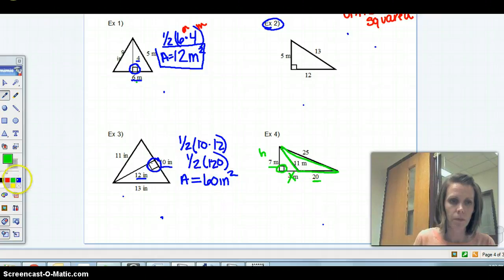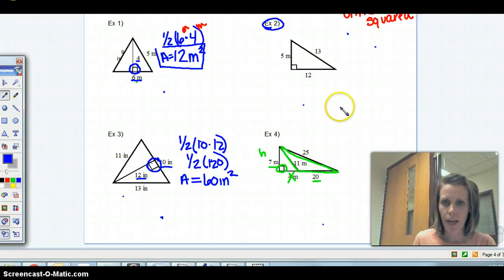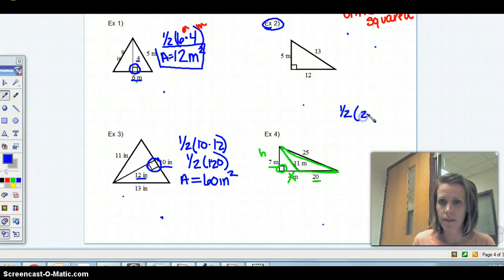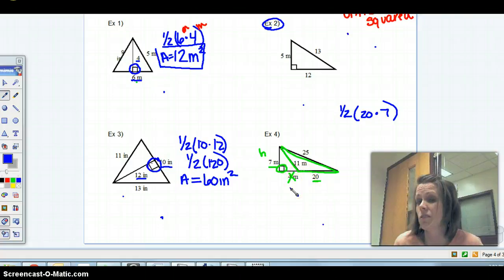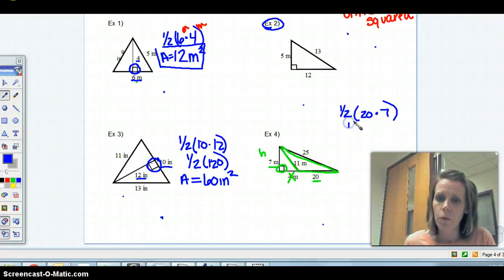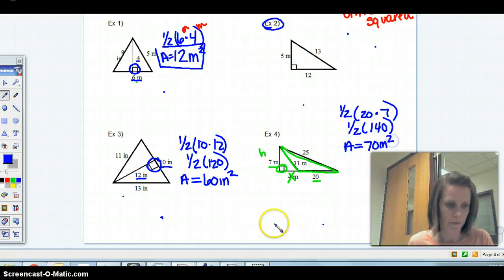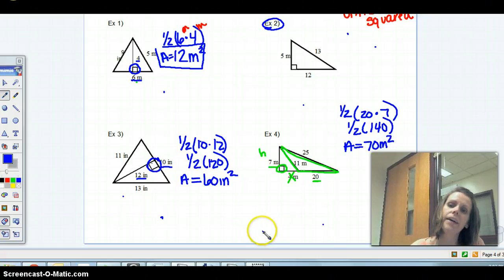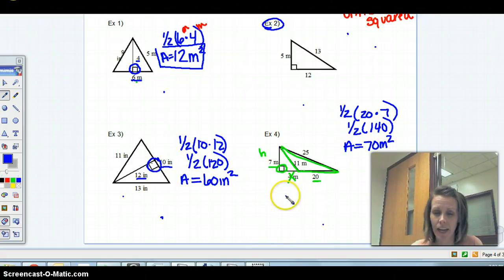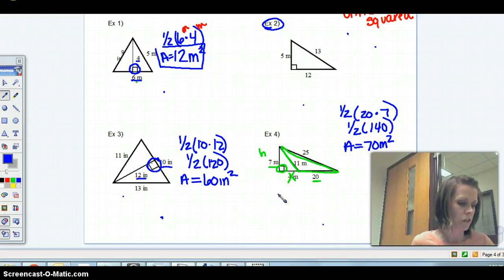So if we were to plug that into our formula, we would have 1/2 times the base is 20 times the height is 7. So you have to be careful. Sometimes there's just things to throw you off, okay? So we have 1/2 times 140, and the area would then be 70 meters squared, okay? Okay, so that's area. Hopefully you have a good idea of how to find area of these triangles.